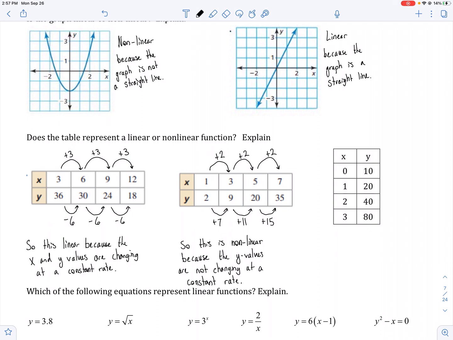Even though the x values were... So that's nonlinear. We'll do the same thing for this last one. Why don't you try this one on your own? Maybe pause the video. But I'm going to assume you've paused it and keep going.